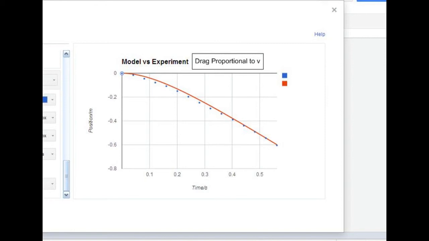The first graph we are going to consider is that for the drag force directly proportional to v. As we can see, only the last 4 points from the experiment seem to match the model. This can be largely due to the fact that the value of b has been chosen so that the final positions of the model and the experiment match.